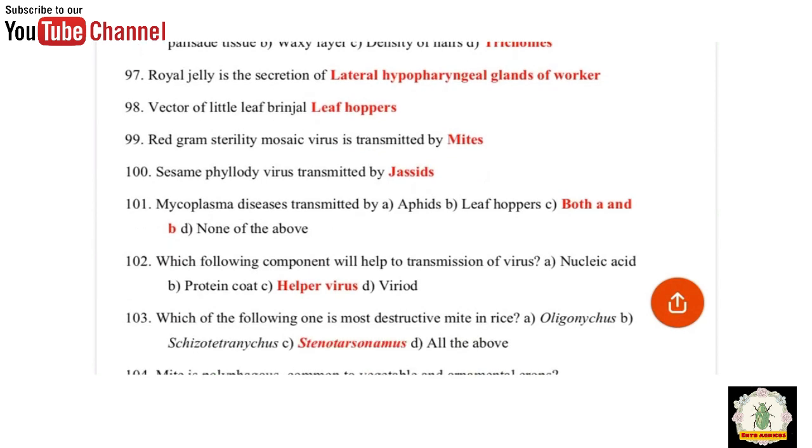Next is, which of the following is the most destructive mite in rice? Options were Oligonychus, Schizotetranychus, Steneotarsonemus, and all the above. So the correct answer for this is C, that is Steneotarsonemus, whereas this Oligonychus is a mite of coffee, and this Schizotetranychus causes damage in pineapple and asparagus.